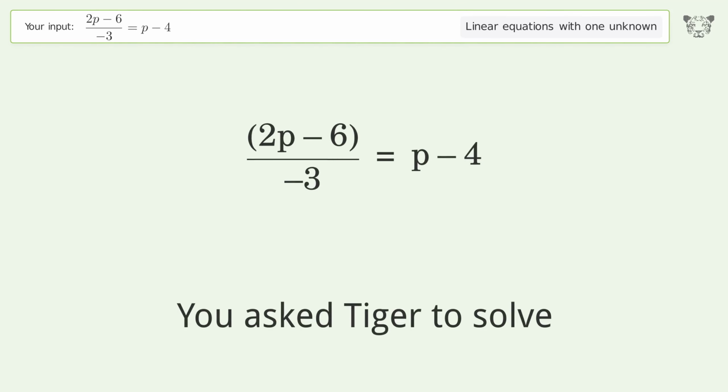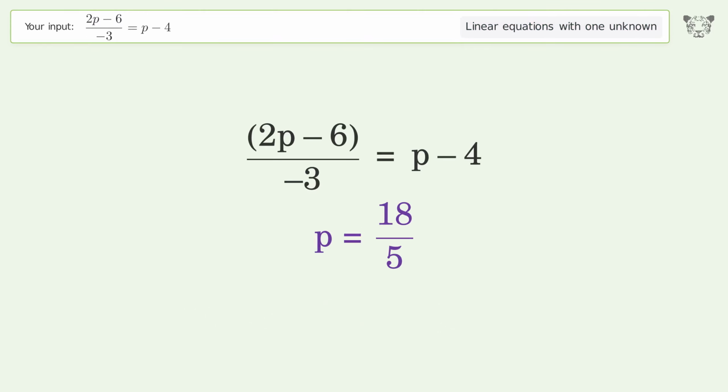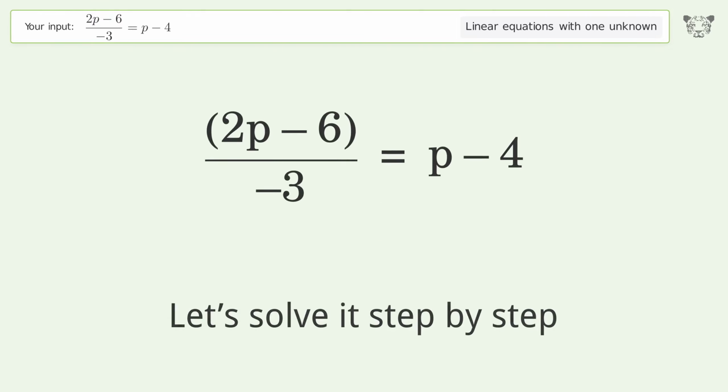You ask Tiger to solve. This deals with linear equations with one unknown. The final result is p equals 18/5. Let's solve it step by step.